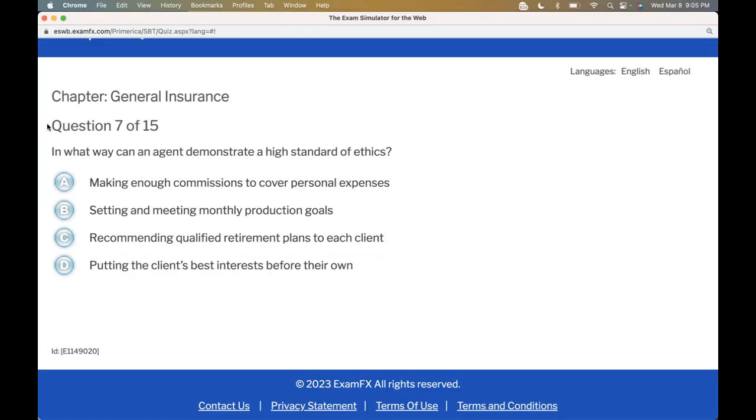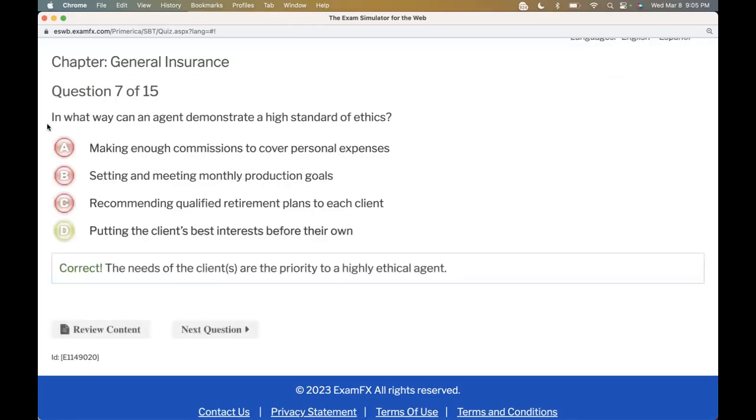In what way can an agent demonstrate a high standard of ethics? Setting and meeting monthly production goals, recommending qualified retirement plans to each client, putting the client's best interest first. Oop, there it is. The best answer is D. See that? It just sticks out. It's ethical to always do what's right for the client.